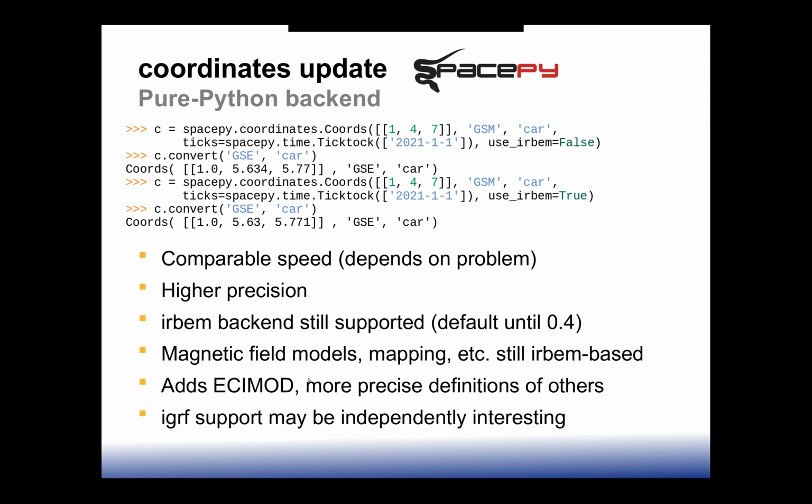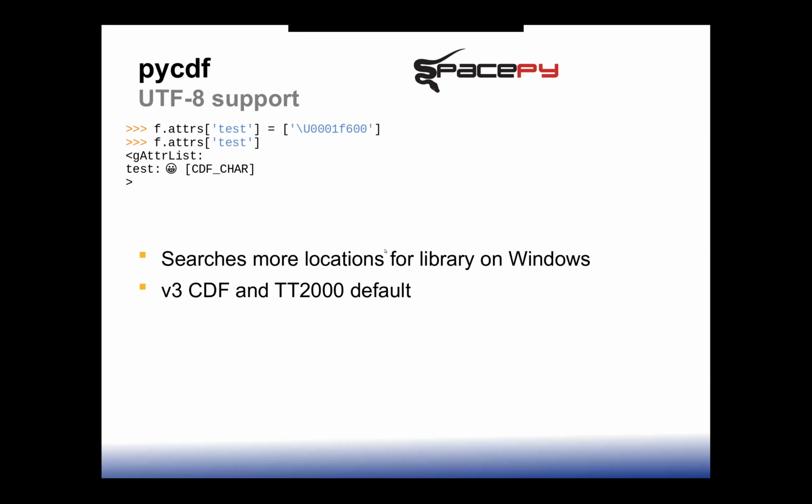But there's also a separate IGRF module, which might be of interest to people even if they're not doing coordinate transforms. Little stuff in UTF-8: NASA basically declared that they were going to redefine all CDF constants as UTF-8 instead of ASCII. So we did that, so you can put smileys in your CDF data now. And we're also in the middle of a migration cycle to using version 3 CDFs and TT2000 if the user doesn't specify otherwise, because at this point, hopefully most people are on to newer libraries.